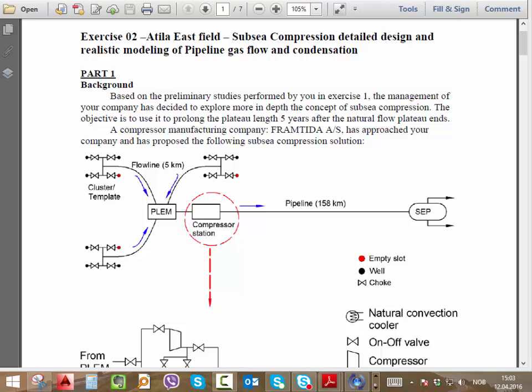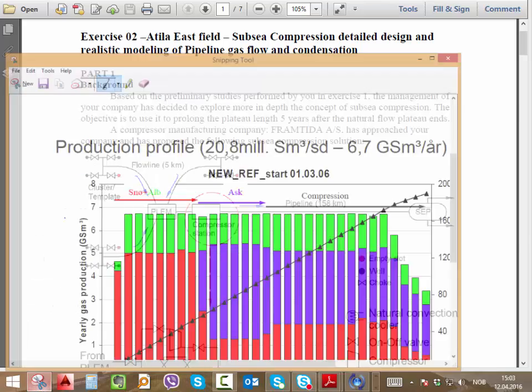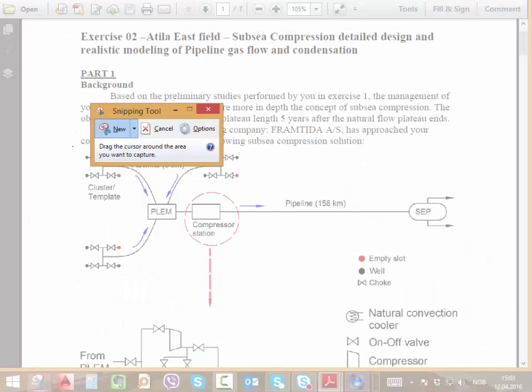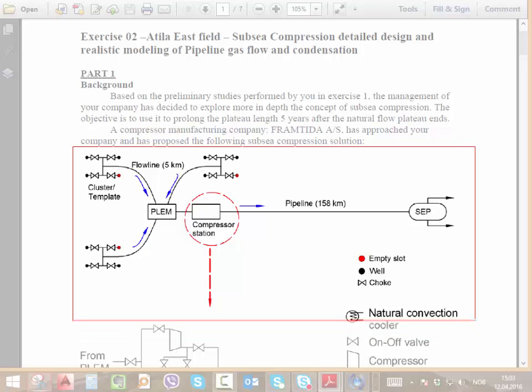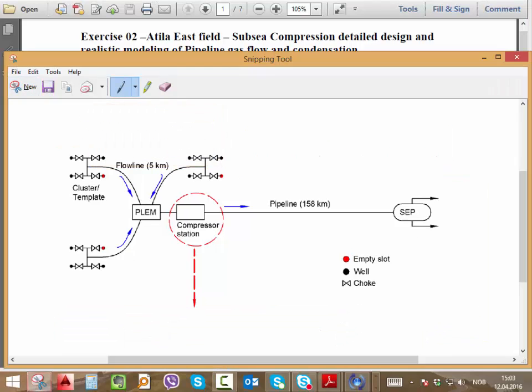So my impression is that in the future you will see more and more installations with either subsea boosting or subsea compression, and so it's an advantage. Okay, so that's our system. That's the plan.